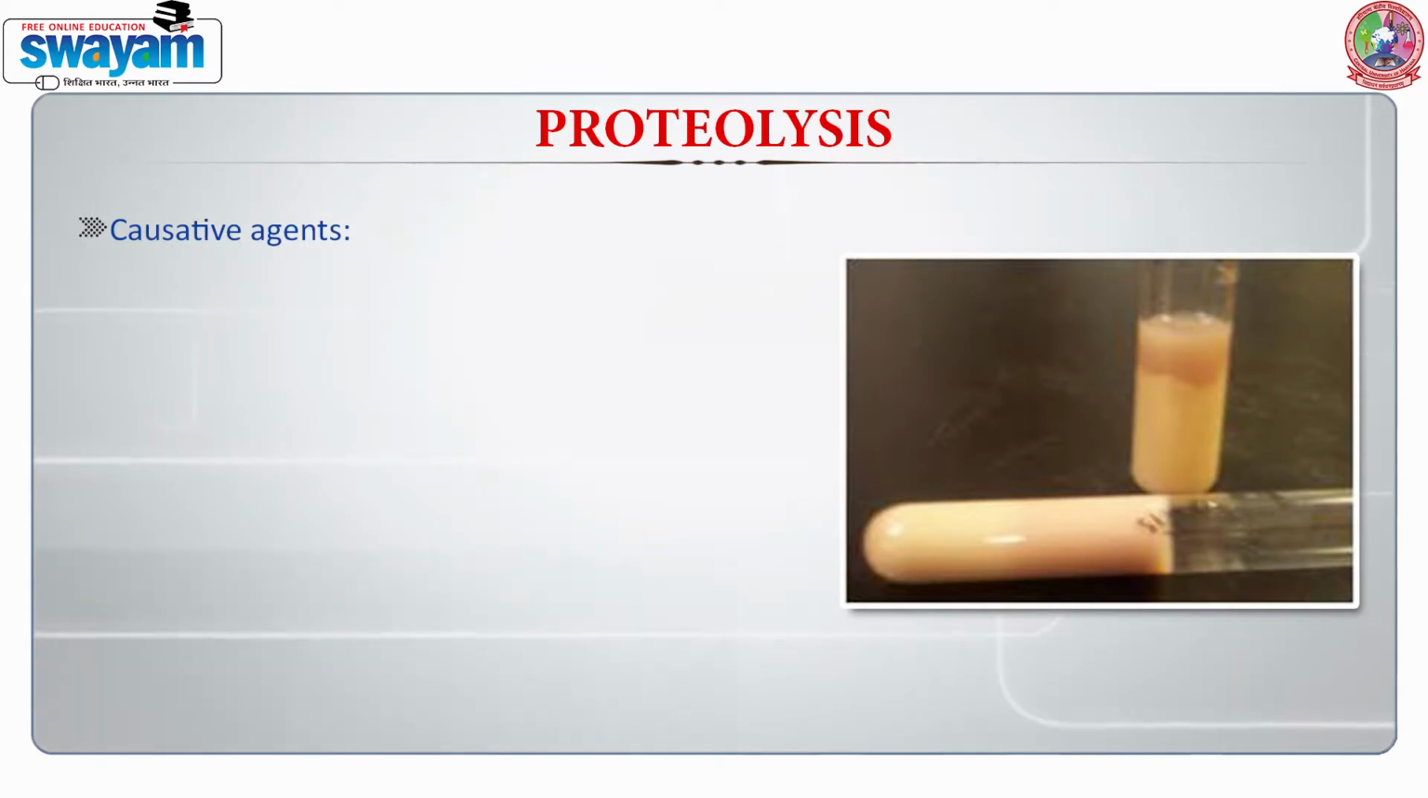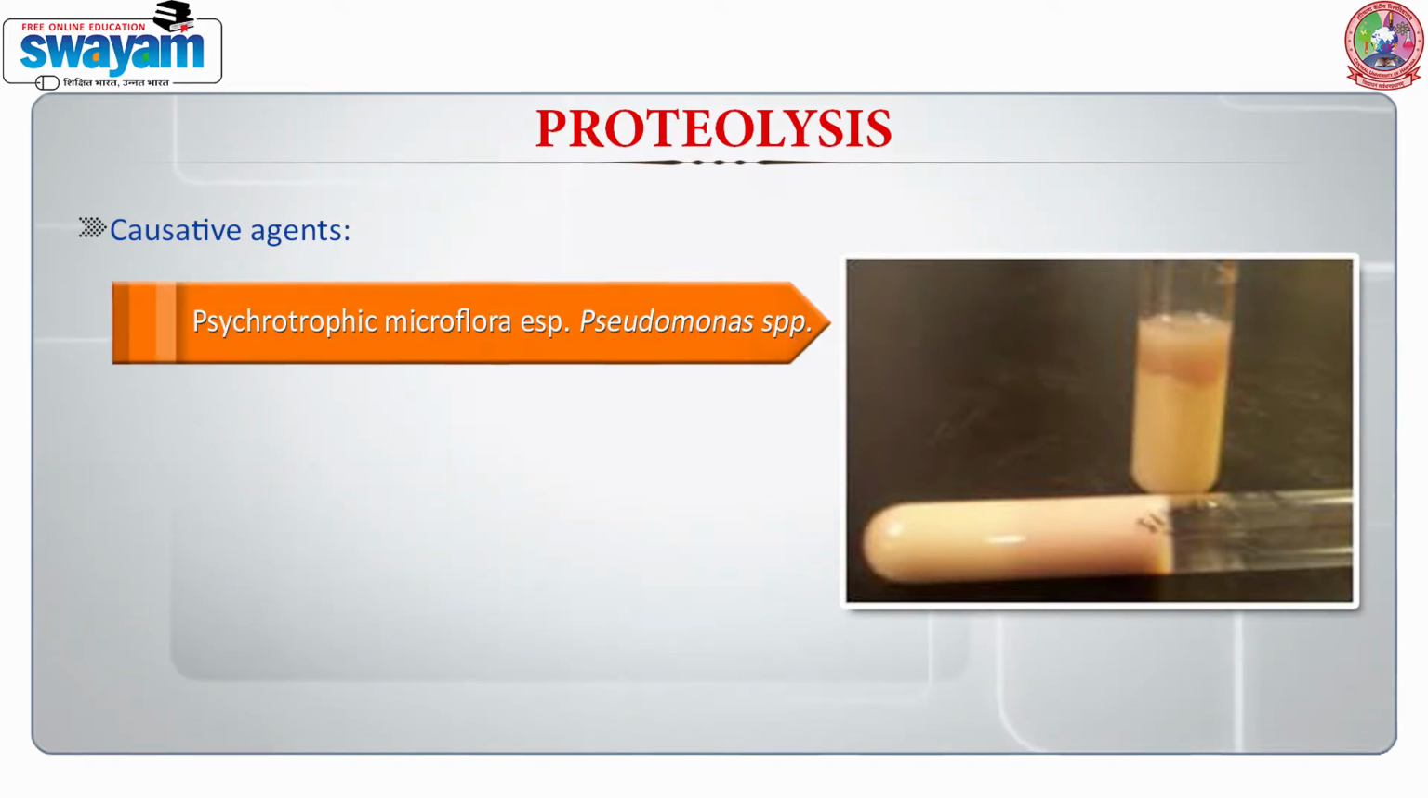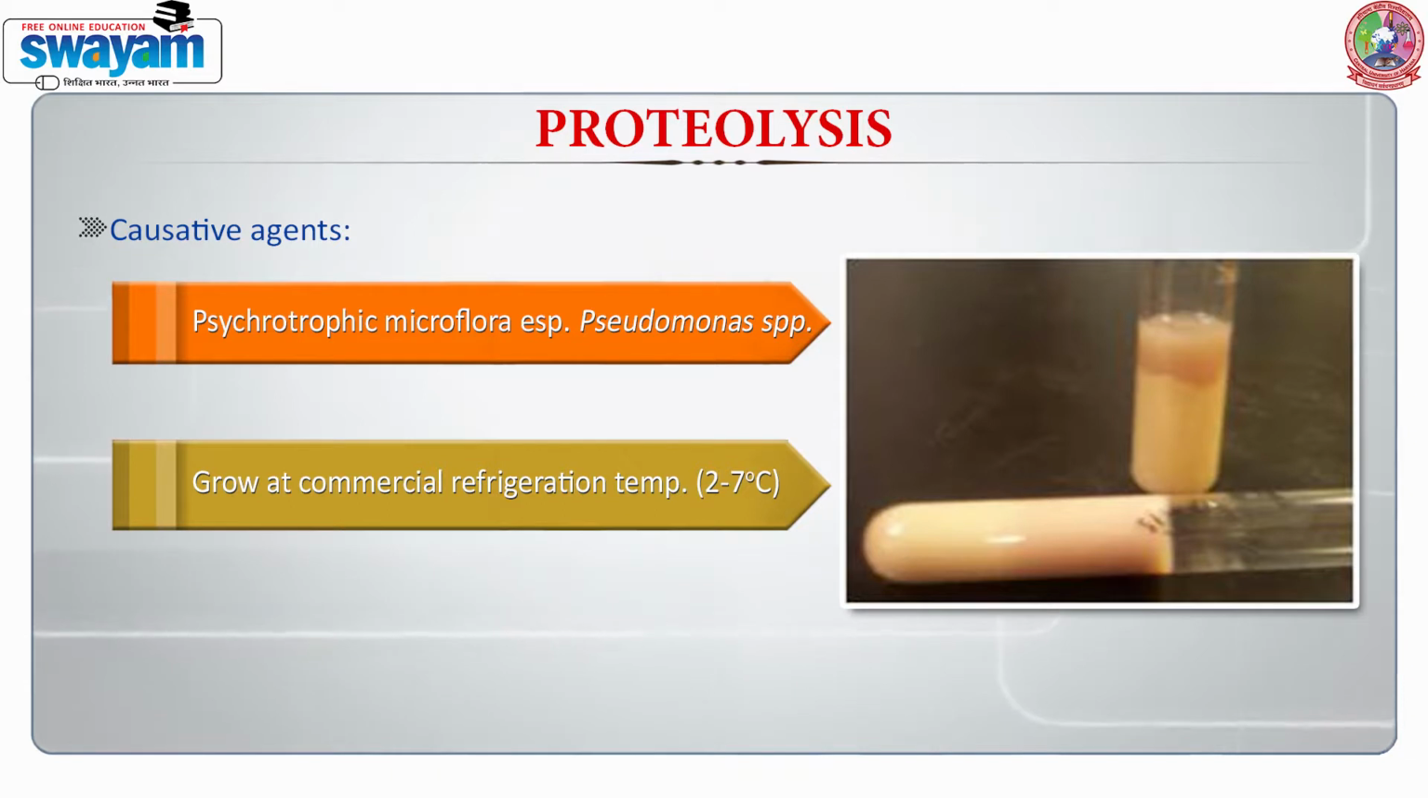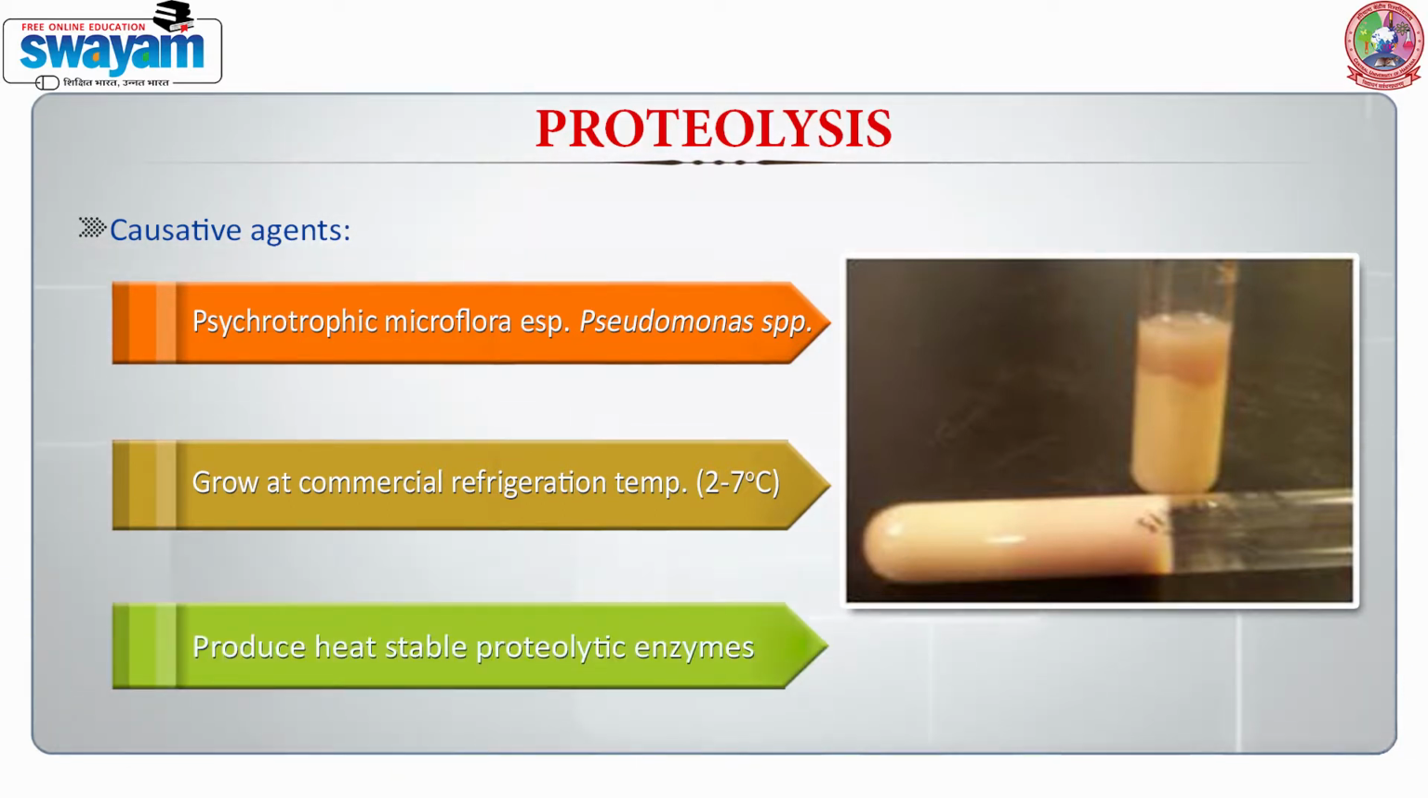Now, when we talk about proteolysis as a spoilage, there again is the role of microorganisms, and the majority of the microflora is psychrotrophic in nature. This can be Pseudomonas species which grow at commercial refrigeration temperature, which ranges from 0 to 7 degrees C. They are able to produce heat stable proteolytic enzymes which lead to the breakdown of the milk casein.